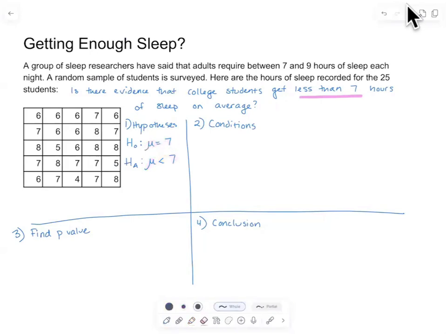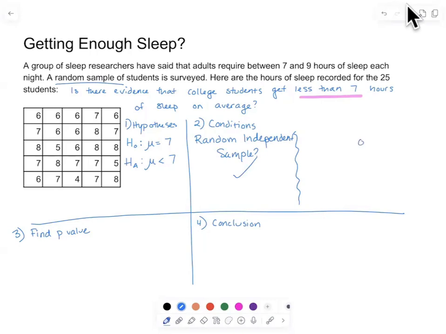Now that we've got our null and alternative hypotheses, we can check our conditions. And we've got two conditions to check. The first is, do we have a random and independent sample? And we do. We're told that it's a random sample of students, so we meet that condition.